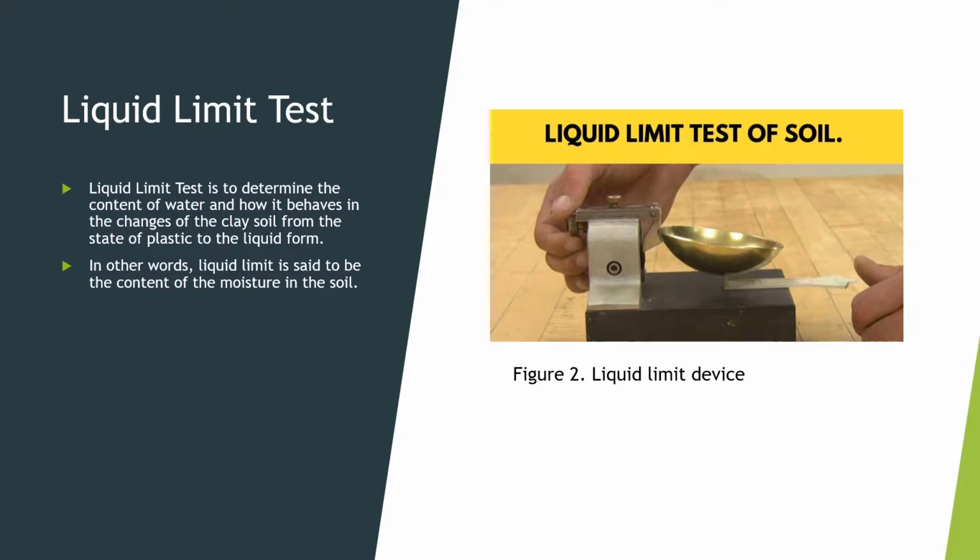As you saw from the previous slide, there are three limits: shrinkage limit, plastic limit, and liquid limit. Today we're going to talk specifically about the liquid limit test and how we apply it. First of all, what is the liquid limit test? The liquid limit test is to determine the content of water and how it behaves in the changes of the clay soil from the state of plastic to the liquid form. In other words, liquid limit is said to be the content of the moisture in the soil.